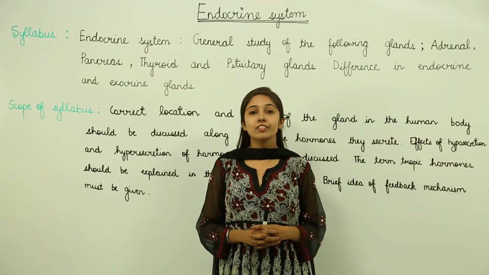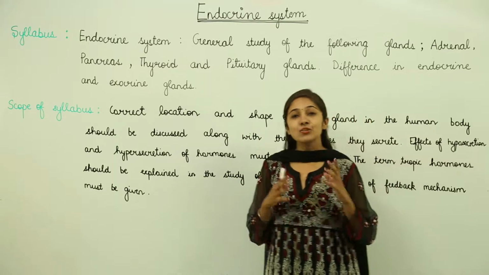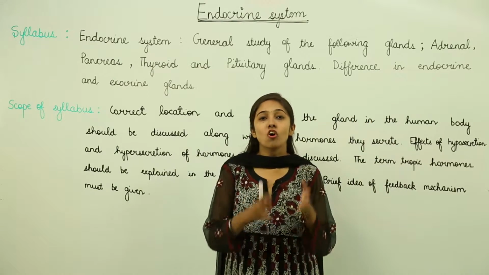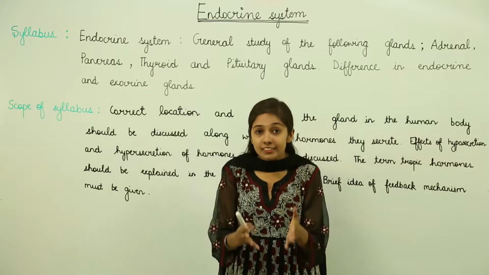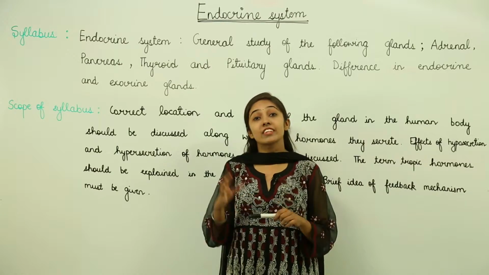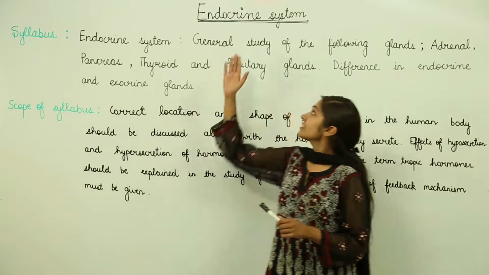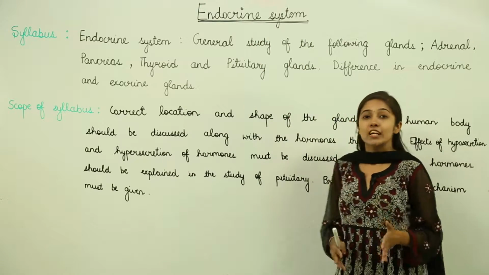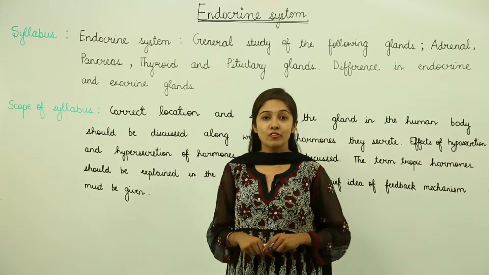Now we will be starting with the new chapter, that is the endocrine system. Well, as you have the nervous system, it controls and coordinates all other body organs. We have some other system also that helps in this control and coordination, and that system is the endocrine system. So let's see what we are going to discuss under this, what is in your syllabus and what is the scope of your syllabus.